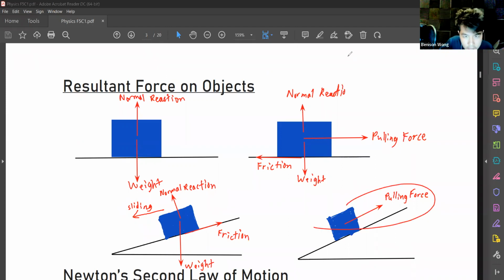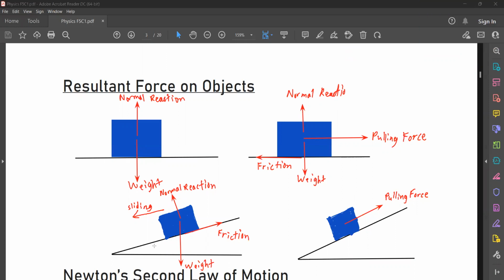Kai Huang says friction. Yes, you can type in the chat if you want. As long as you type in the chat, everyone can see. Okay, friction. Correct. There will be friction. What is the direction of the friction, Kai Huang? Same as the pulling force.